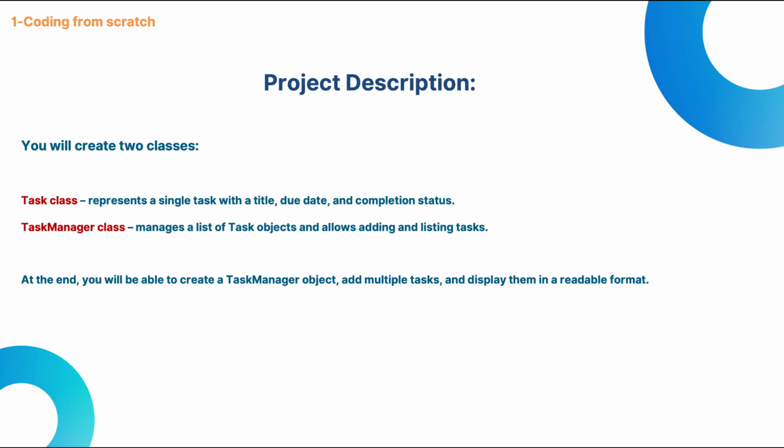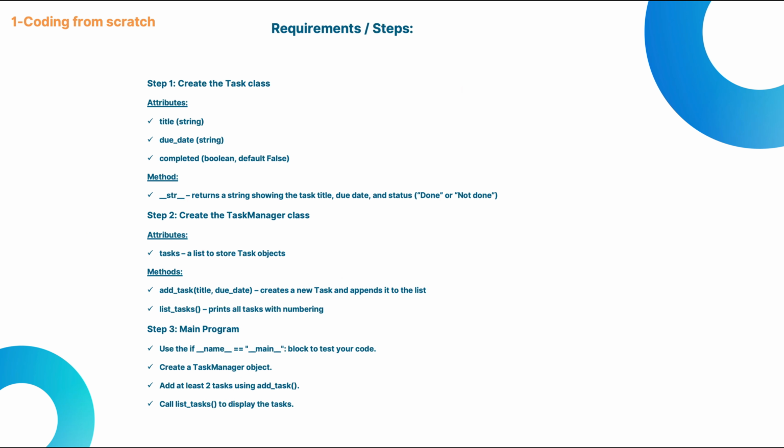So here's the plan. We will create two classes. The first one is Task, which represents a single task with a title, due date, and whether it's completed or not. The second is TaskManager, which keeps a list of all tasks and lets us add new ones and display them neatly. By the end, you will be able to create your task manager, add tasks, and see them printed in a readable format.